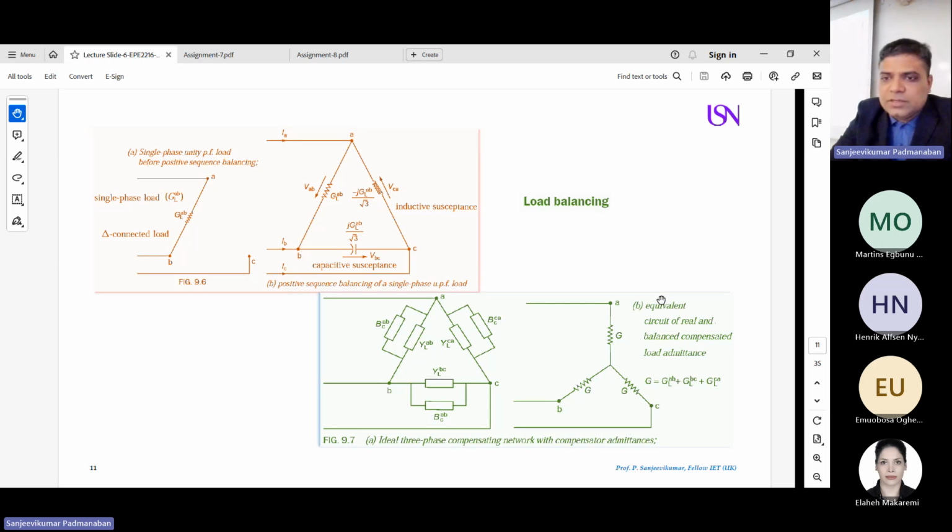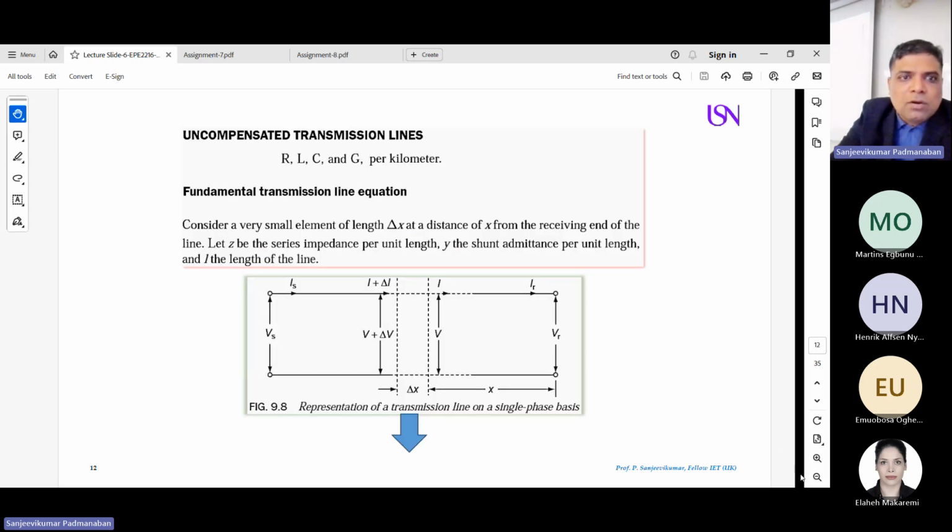Okay, let's continue with our presentation. Now I move to an uncompensated transmission line. I just showed you an example with the load. Now the next task is on the transmission line. In a transmission line, the cables will have resistance, inductance, capacitance, and conductance G, in per kilometer.